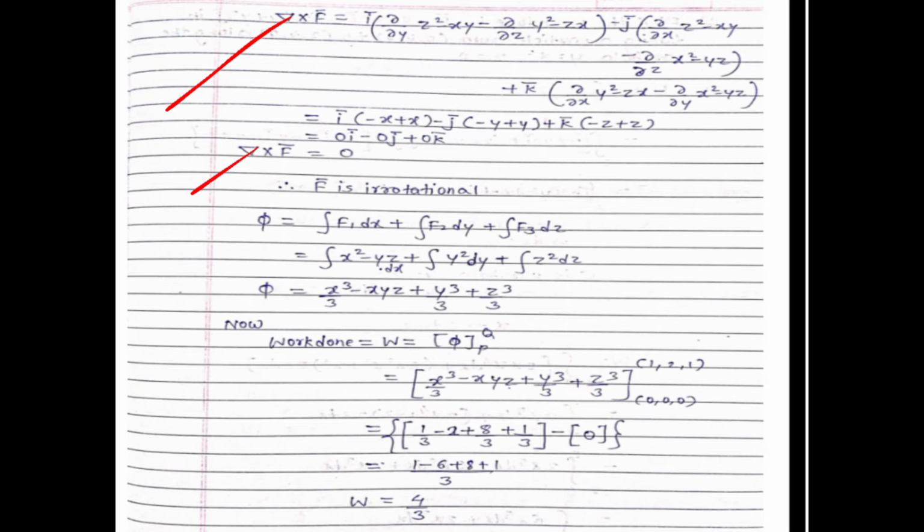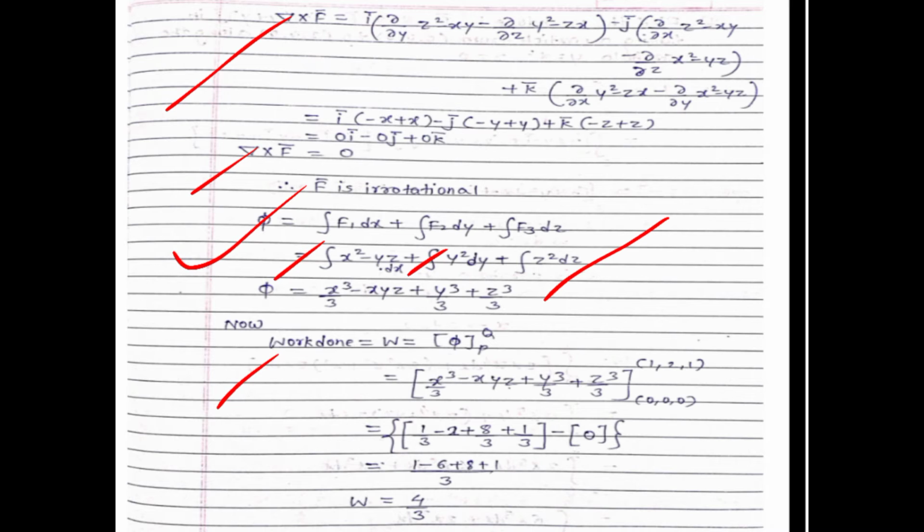Now we have to find the value of the scalar potential function, and after that by putting in the limits we can find the work done. A similar formula is there for finding scalar potential as we used in vector differentiation. So phi is equal to the integration of f1 dx plus the integration of f2 dy plus the integration of f3 dz. So here all terms of x will be there, then after that the terms free from x.